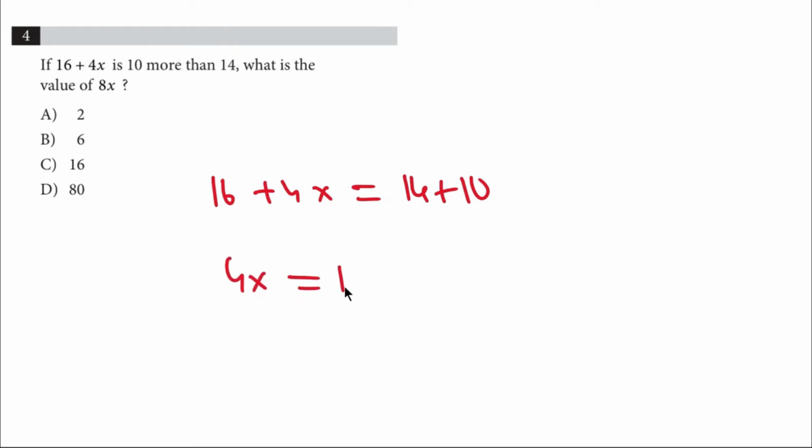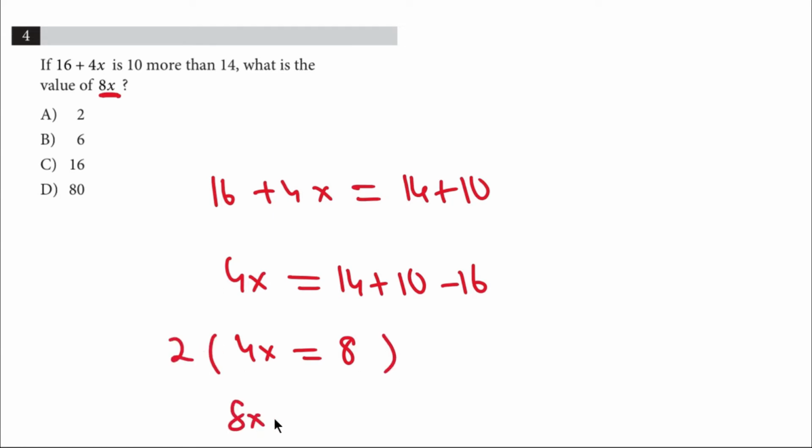4x is equal to 14 plus 10, and let's subtract 16 from both sides, minus 16. Therefore, 4x is going to be equal to 24 minus 16, which gives you 8. Now we're asked for the value of 8x, so let's multiply both sides by 2, and we will get 8x is equal to 16. Therefore, C is the correct answer to this question. Now let's move on to the next problem.